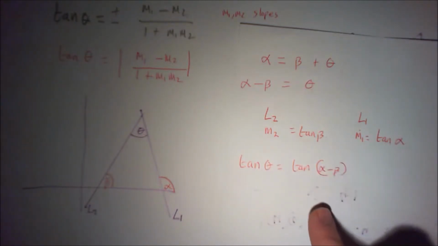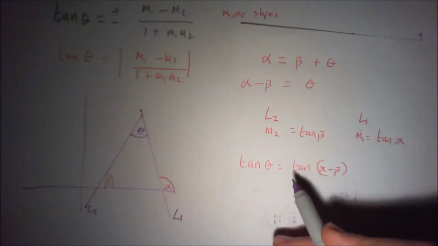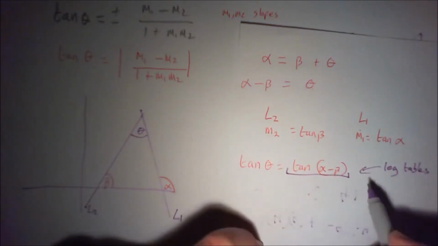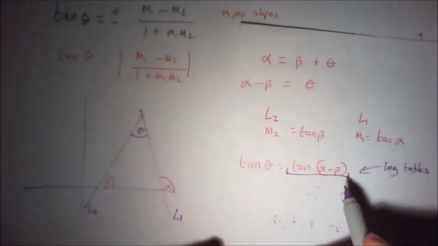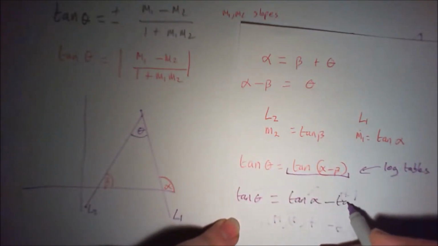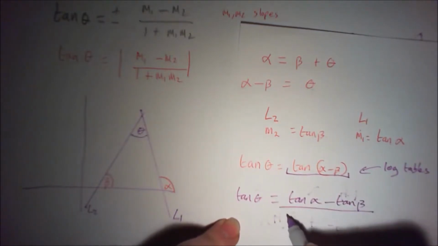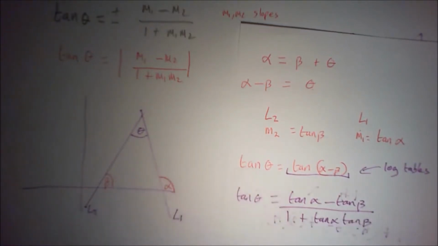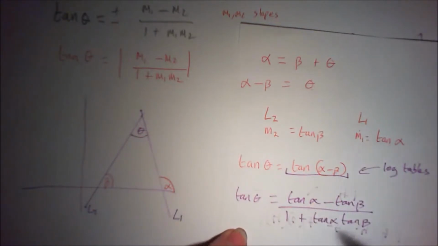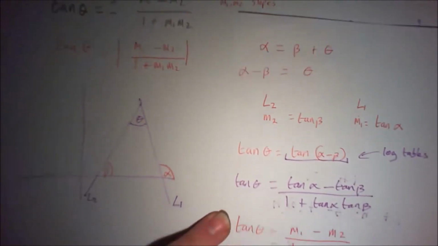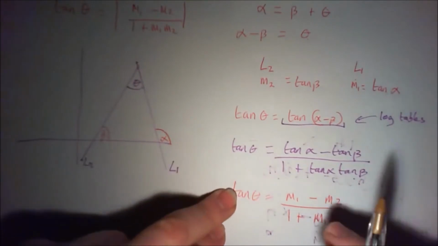Now, this is where it gets cool. This little fella here in your log tables actually has an identity of its own. It has its own little formula, and it's this. Starting to look familiar? Should do, because what did we just say? Tan of alpha is M1. Tan of beta, M2, over 1 plus the product. So that is how you do it.